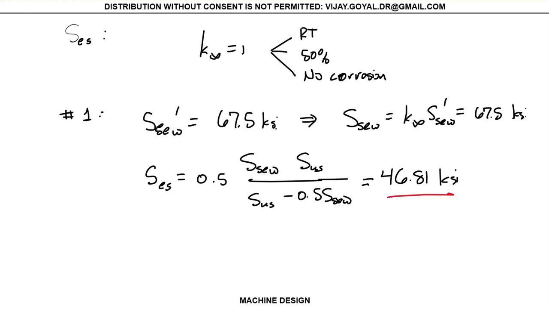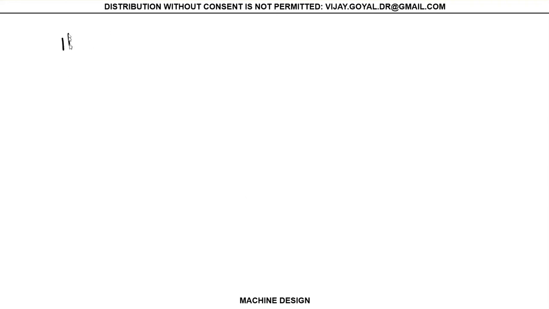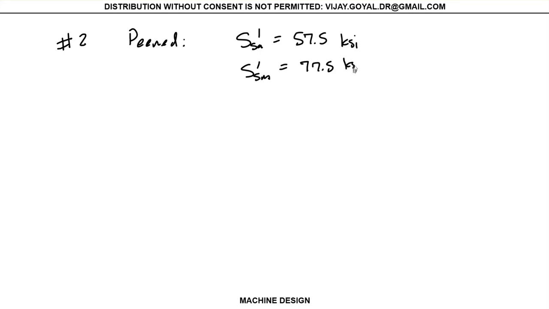And then just to show you how the method works, let's go to method number 2. This is the one that your book discusses. Your book says, look, for the pinned case, let's use S_SA prime of 57.5 KSI. Let's use S_SM of 77.5 KSI. And then from here, knowing that K infinity is equal to 1, we know that S_SA is equal to 57.5 and S_SM is equal to 77.5.